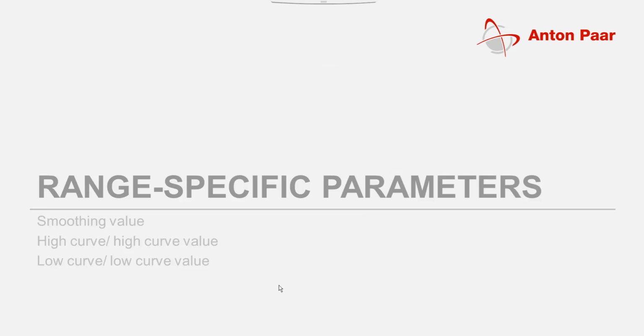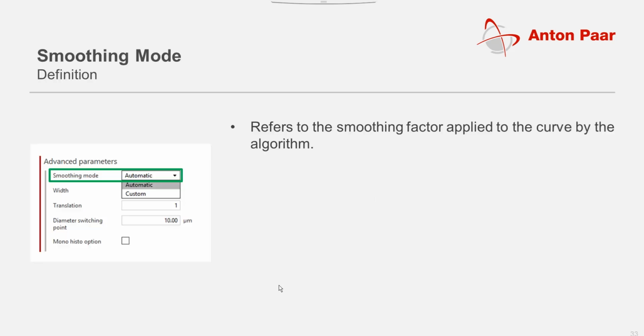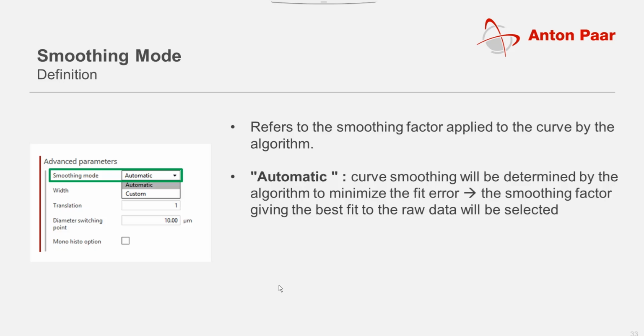Let's move now to the range-specific parameters. These can be changed separately and independently for each calibration range. The smoothing factor is applied to the curve by the algorithm. In the software, you can choose between automatic and custom mode.